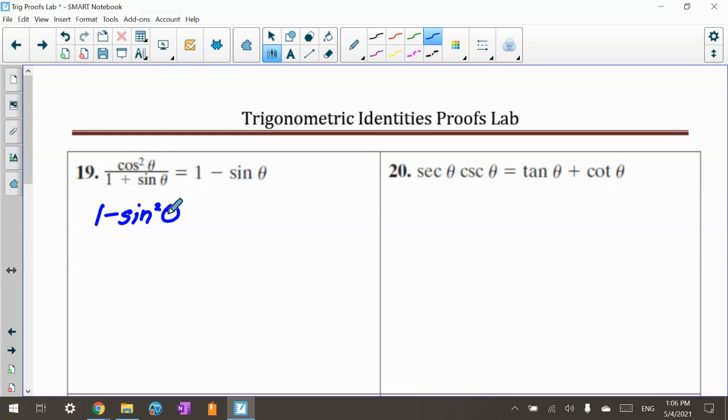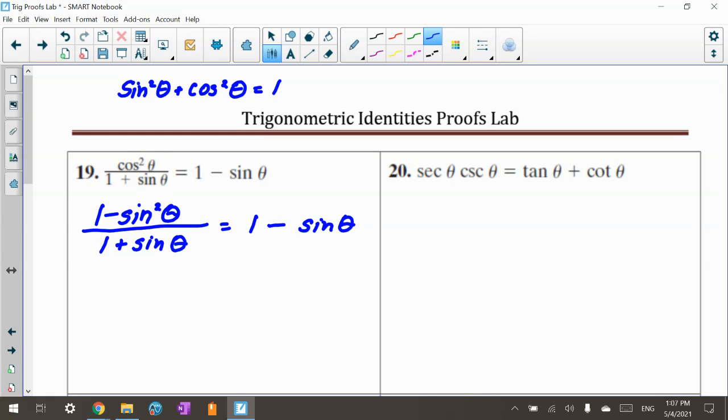If you don't know where that comes from, make sure you look at your trig identities. It comes from sine squared of an angle plus cosine squared of an angle equals 1. And I can solve for either one. So if I solve for cosine squared and move the sine squared over there, I can replace that. And that's what I did. Over 1 plus sine theta equals 1 minus sine theta.